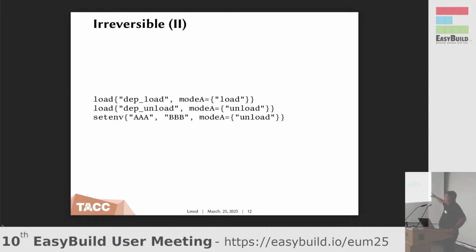So this is in Lua, and normally you would just say load, open paren and a string, which is the module you want to load. This now says, the first statement, depend load, only loads when the module is in load mode, so it wouldn't do anything on unload. Depend unload wouldn't do anything on load, it would only load it when you're unloading this module. Or for example, set ENV only sets that variable to BBB when you're unloading. So essentially it allows you to do something on unload.